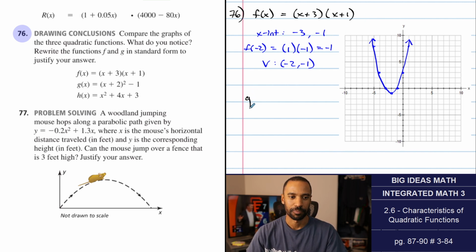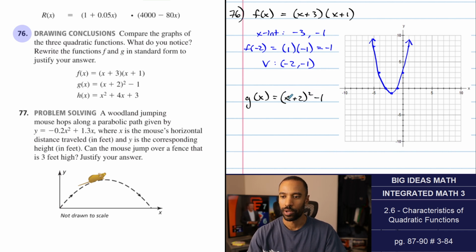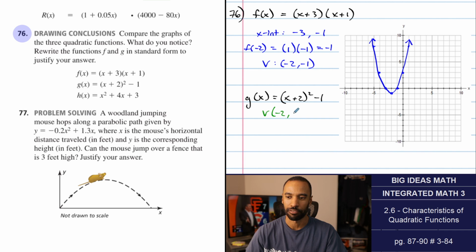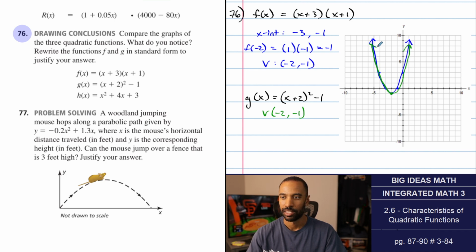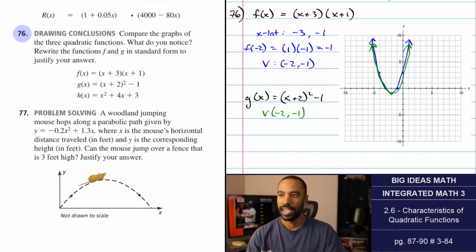Let's go to g of x. g of x is x plus 2 quantity squared minus 1. Well, this one's got a vertex of negative 2, negative 1. And, oh, hey, look at that. It's right there. And then all the same things. Stretch factor is still 1, right? Still the same a value.